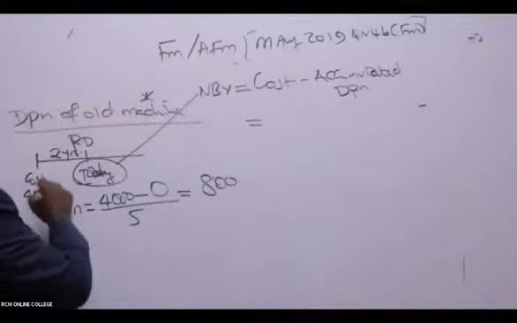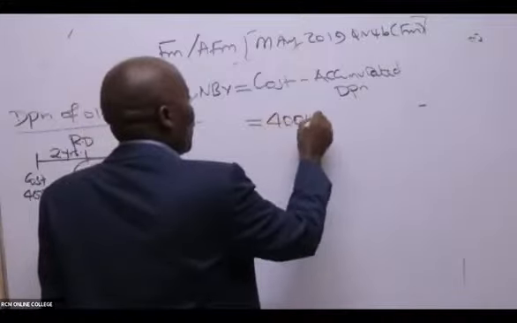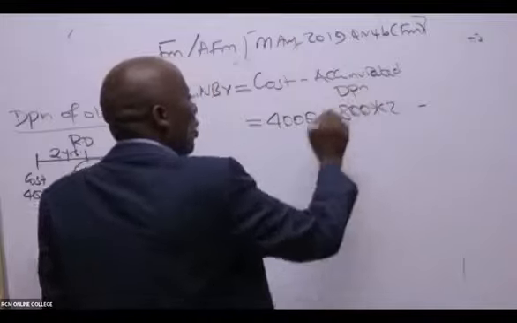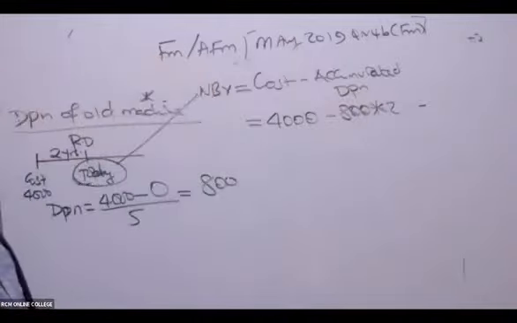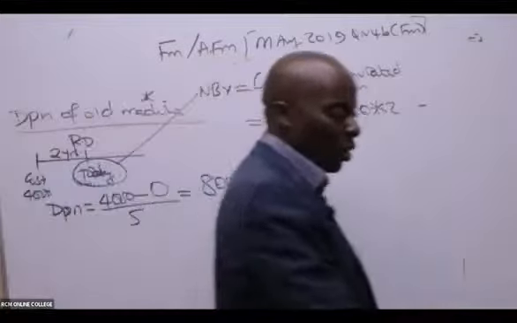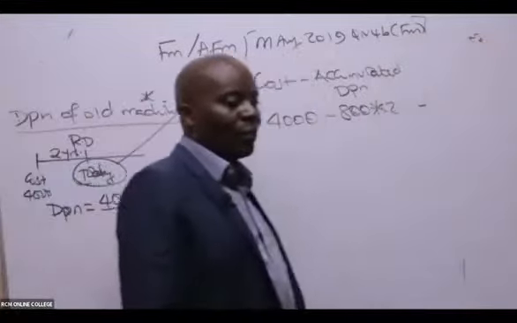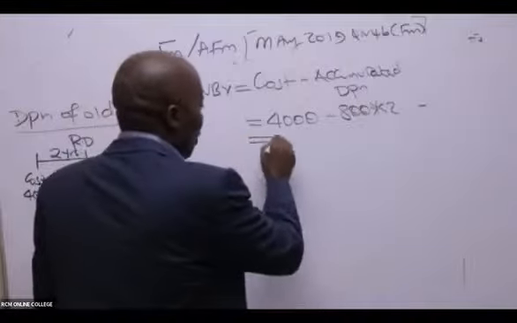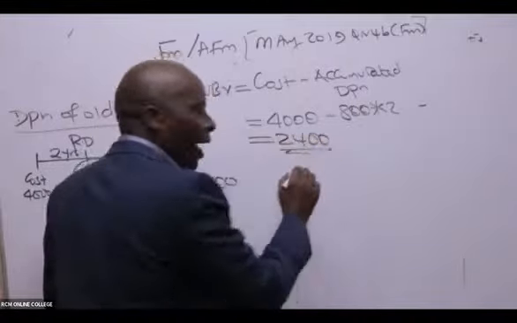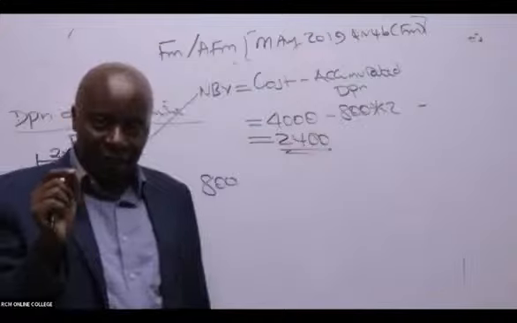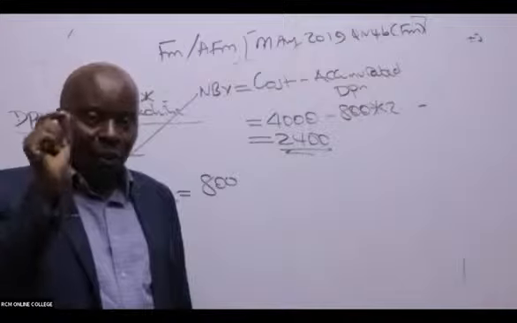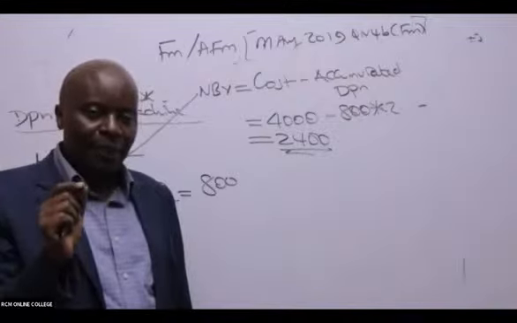The cost was 4,000. Depreciation is 800 per year. But remember, we acquired this machine 2 years ago. So then this gives me a net book value of 2,400 as of today. 2,400 is the net book value.